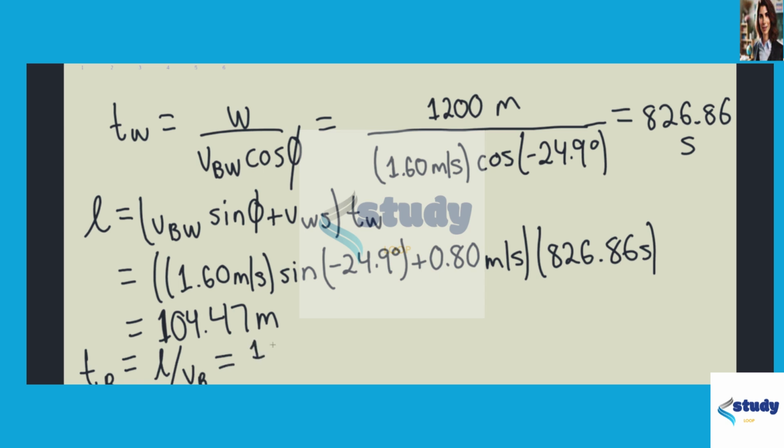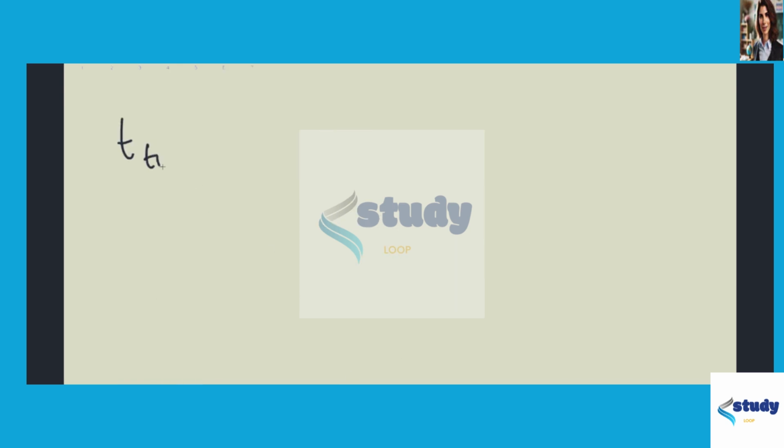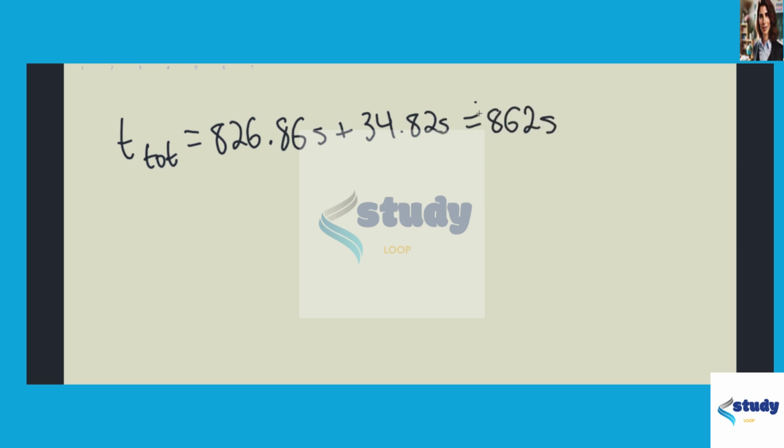And finally, T_R would then be equal to L over V_R. This would equal 104.47 meters divided by 3.0 meters per second. That's how fast he can run. This would equal 34.82 seconds. And we can find the total time to be equal to 826.86 seconds plus 34.82 seconds. This is equaling approximately 862 seconds.